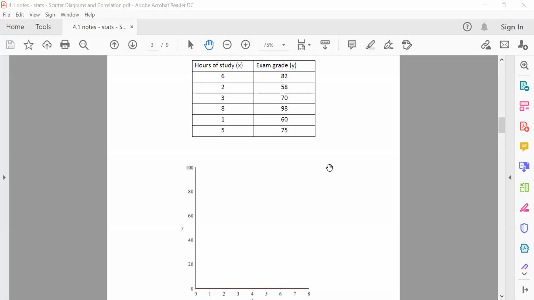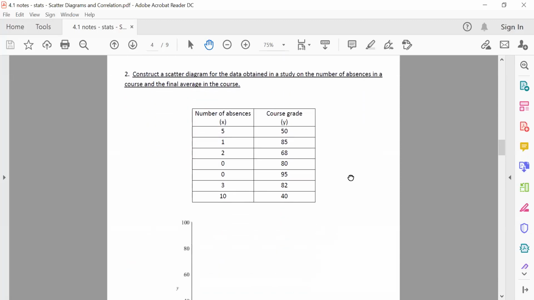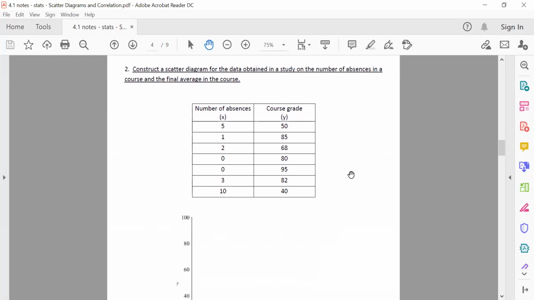So, like we mentioned, you have different types of correlation. Now, we can look at another type of correlation. We can look at perhaps number of absences versus course grade. But what I want to do, I want to use a slightly different tool for that.